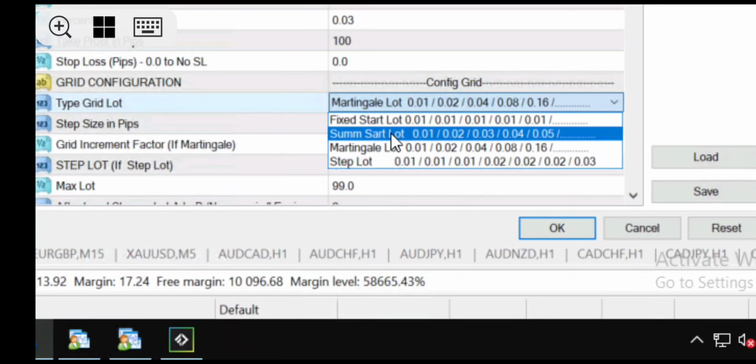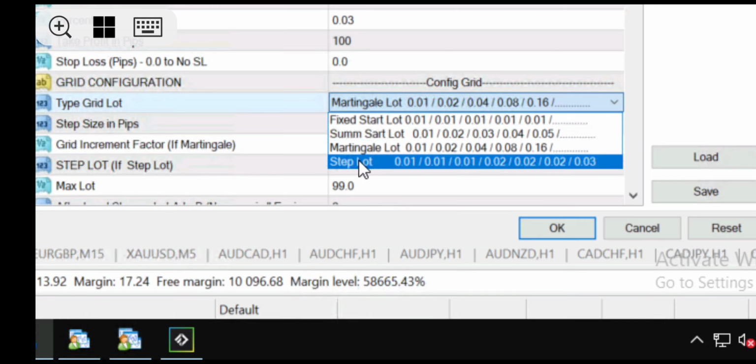Then you can also use the sum start lot. This one opens 0.01, then it increases immediately to 0.02, 0.03, 4, 5, 6. It continues to increase for each position it opens. Then we have the step lot. The step lot is 0.01 three times, 0.02 three times, 0.03 three times, like that. This is useful when the market is going strongly against your direction and you want to stay in the position for pullbacks. When a pullback is made, then you make profit.